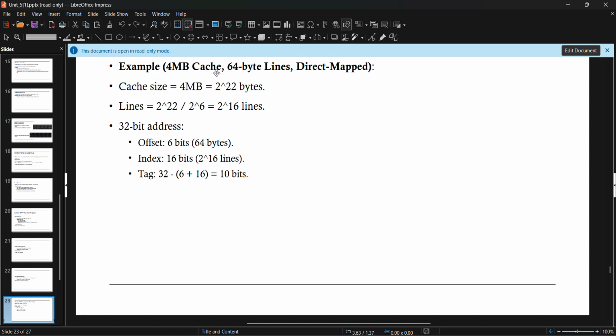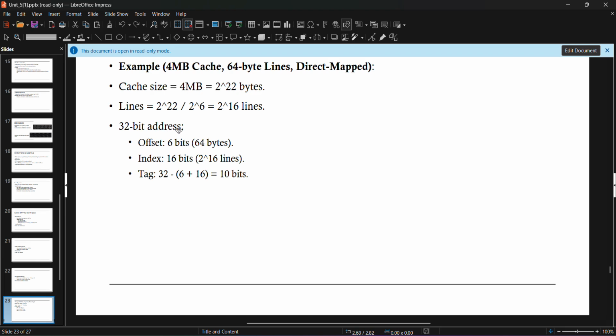We have a 4 megabyte cache, a 64 byte line, which is directly mapped. So this is an example of a direct mapping caching technique. As I explained earlier on, the cache will divide the address into three parts. The address here is a 32-bit address. So this 32-bit address will be divided into three.